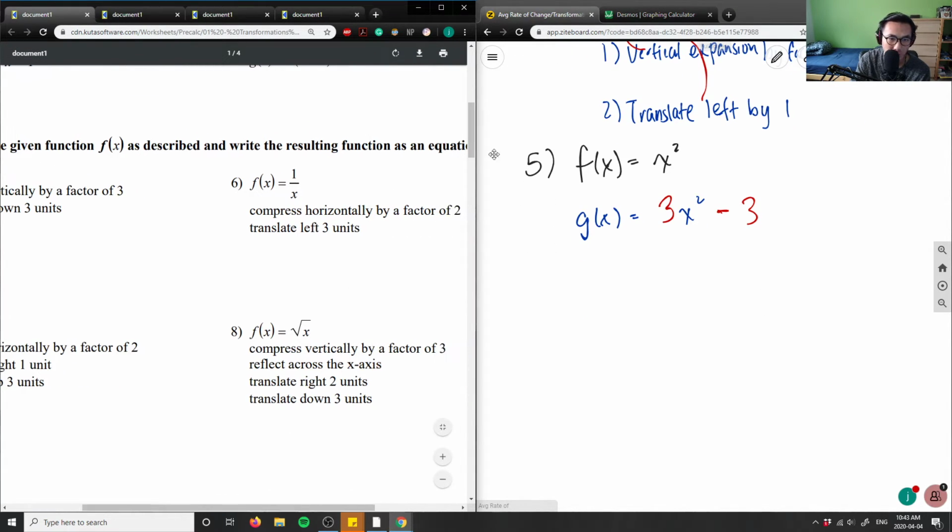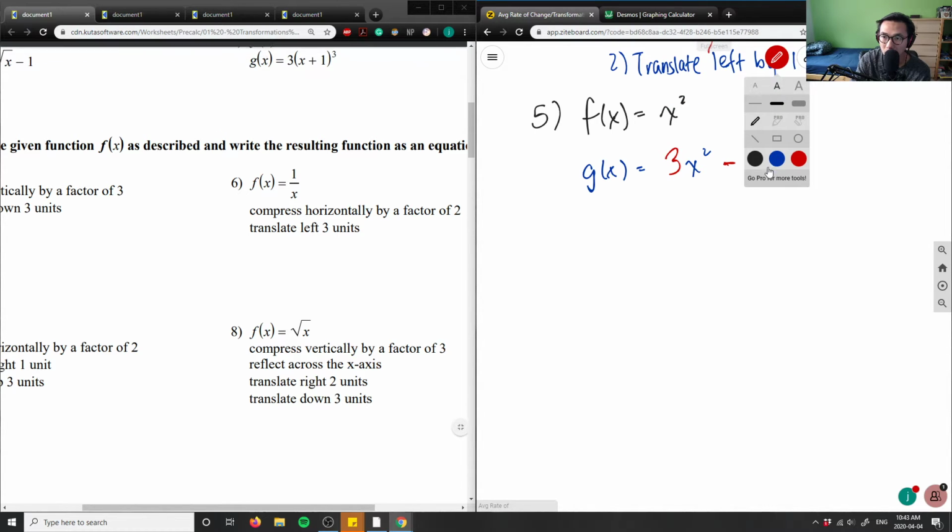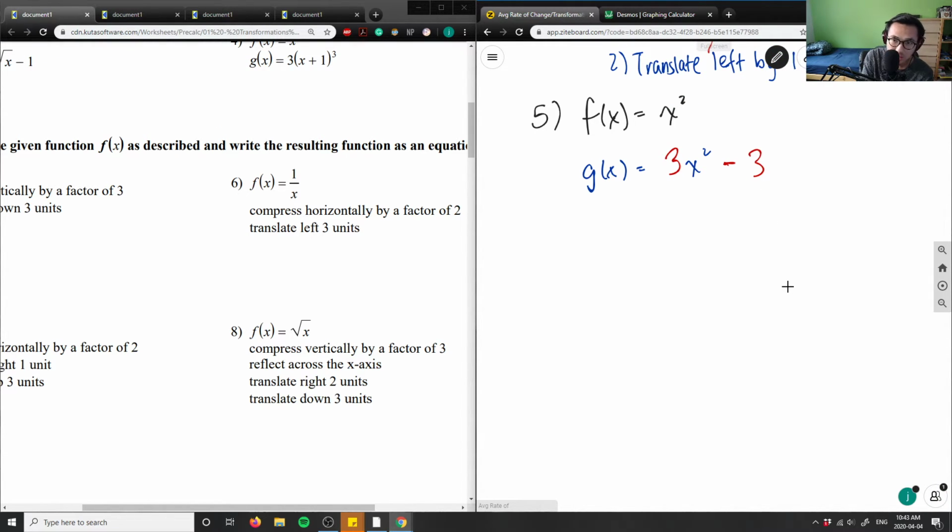Actually, these ones are quick, so maybe I'll do all of these just to give you a little bit more practice. So number 6 here would be, this is f of x equals 1 over x. How would I get g of x?